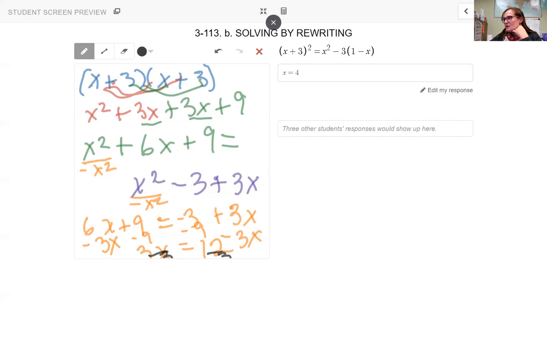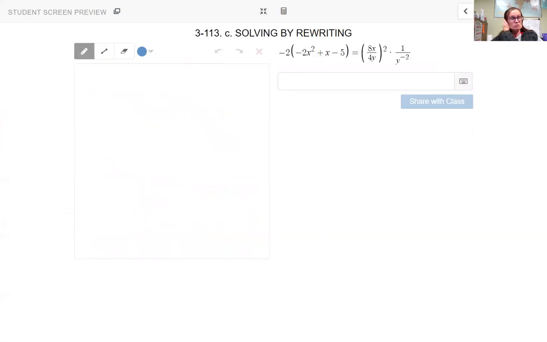All right, we've got page 12. Okay, page 12 is a little bit wonky. It looks kind of scary, but we're really just doing the same exact thing. Very first, we're going to distribute our negative 2. Negative 2 times negative 2 is a positive 4x squared. Negative 2 times x is negative 2x. And negative 2 times 5 is a positive 10. Okay, so we've got that side of the equal sign all taken care of.